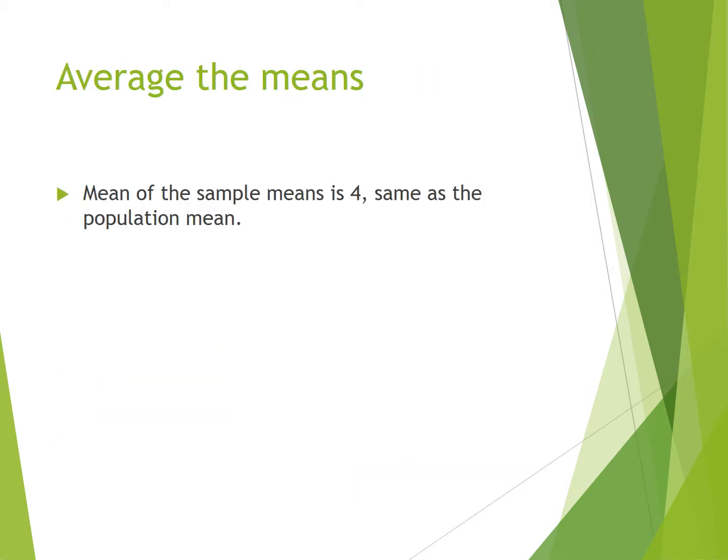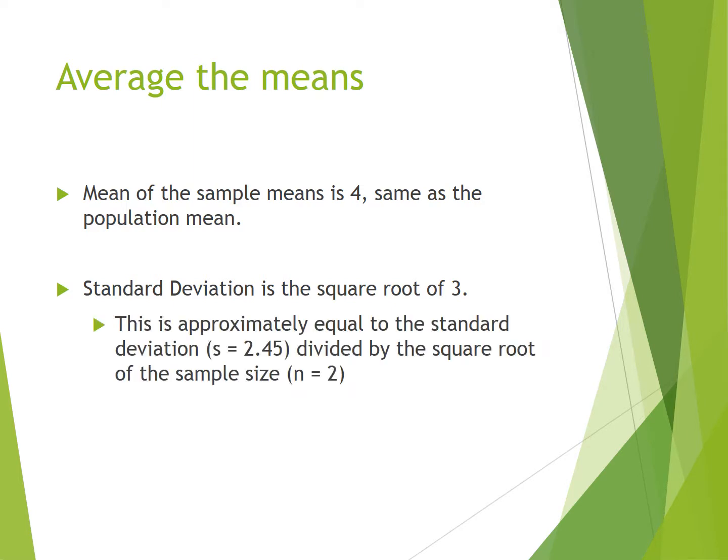If we add them up and divide by 9, we get 4. And the standard deviation in this case, we do the long formula. I'm not expecting you to be able to do that. I'm just telling you I did it, and it's about the square root of 3. This is approximately equal to the original standard deviation of 2.45 divided by the square root of the sample size of 2.